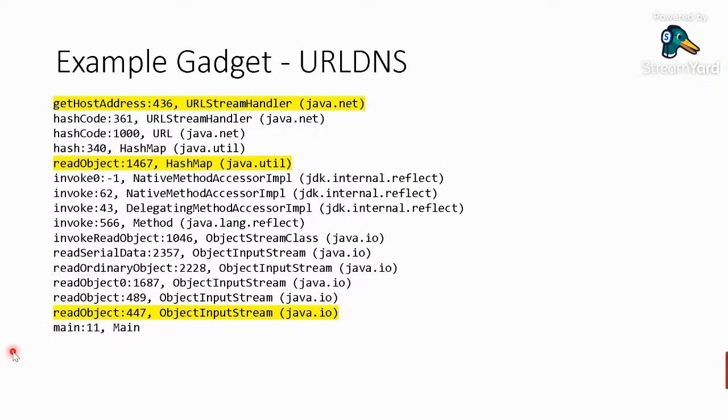So this is the call stack that you'll see from this code, and things to highlight are the readObject called on the object input stream, and later the readObject that's called on the Hashmap. That's the main object there. And eventually you see we reach the URLStreamHandler getHostAddress, which is what actually causes the DNS query.